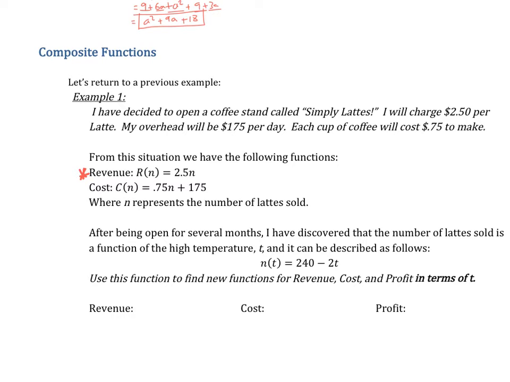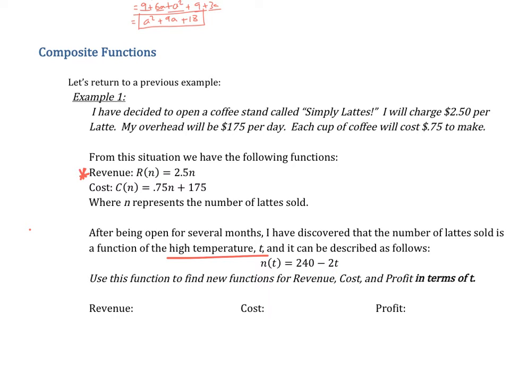Now, after being open for several months, I've discovered that the number of lattes sold is a function of the high temperature. So if it gets hotter, then I don't sell as many because all I make is hot stuff. None of this cold frou-frou stuff, you know. And if it gets cold, well, I sell more because everyone wants a nice hot latte, all right? So that's the idea. So I got this little function here. And so it says the number of lattes that I sell as a function of the temperature is 240 minus 2T.